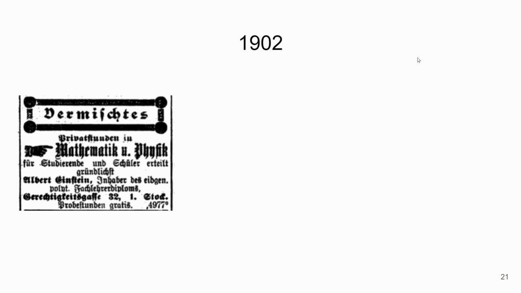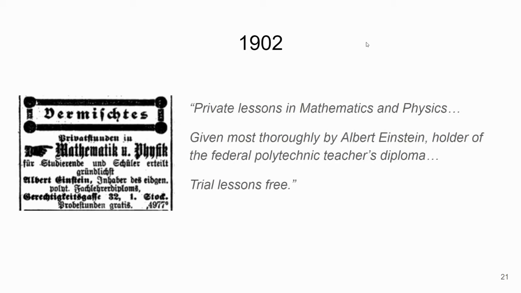And so he needed work. He needed some money. So what he did is he put an ad in the paper in German, because it's in Switzerland. Some of the people in Switzerland speak German. I believe others speak French. Yes, Swiss francs. They speak German and French in Switzerland. But anyhow, this was the ad he put in the paper. And if your German's not so good, this is about what it says. Private lessons in mathematics and physics, given most thoroughly by Albert Einstein, holder of the Federal Polytechnic Teacher's Diploma. Trial lessons free.